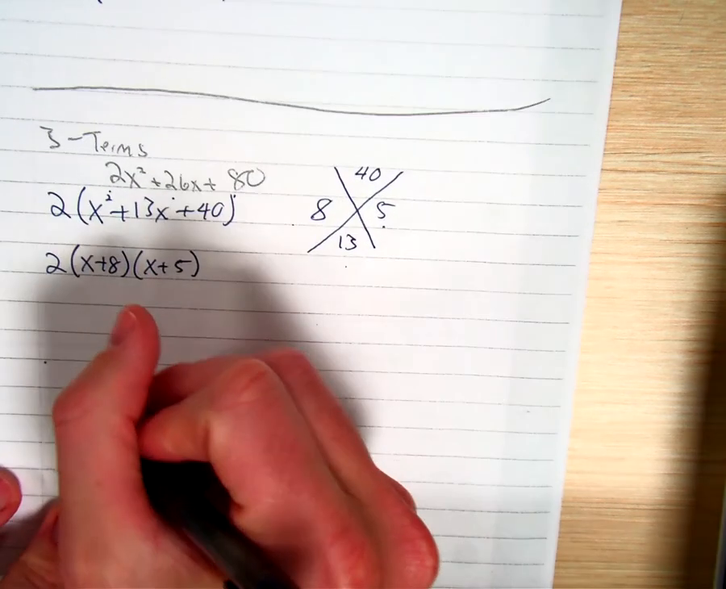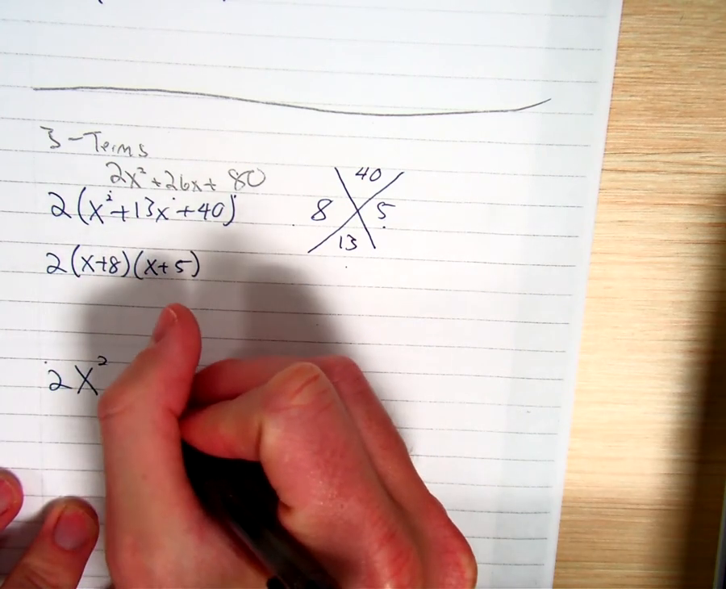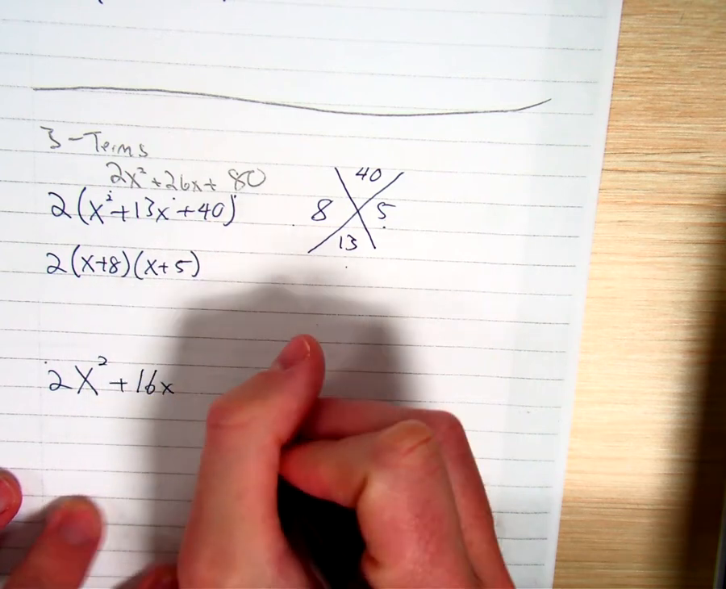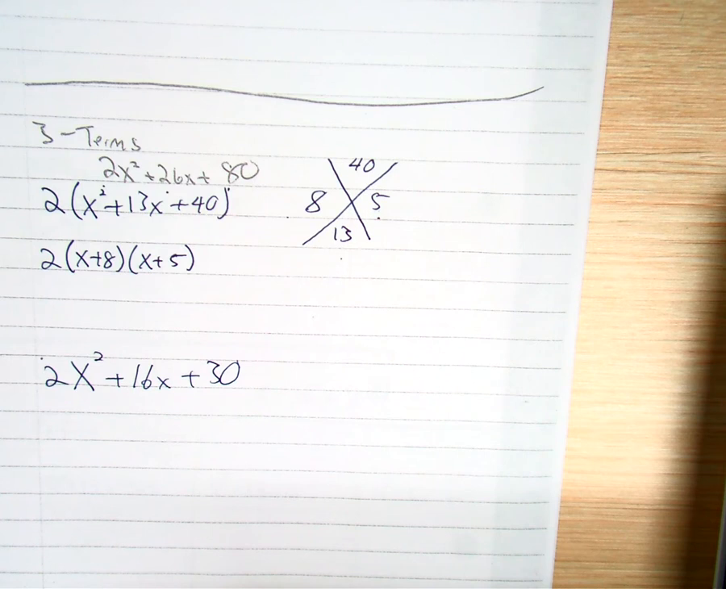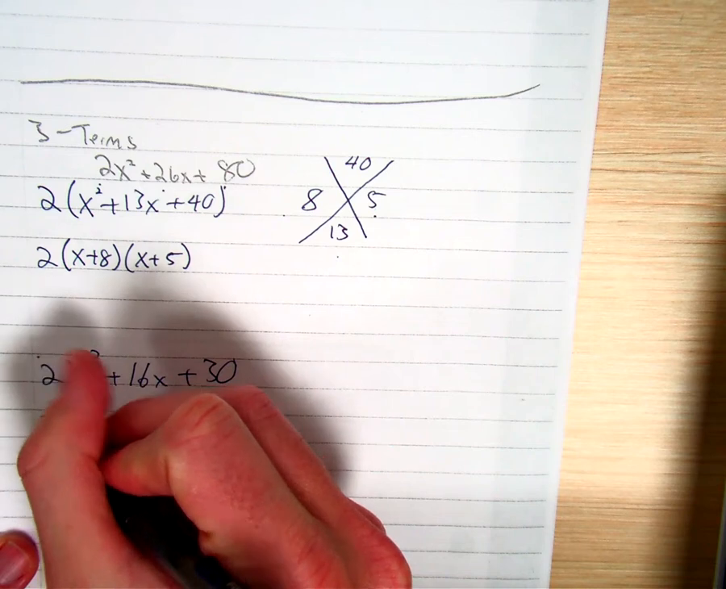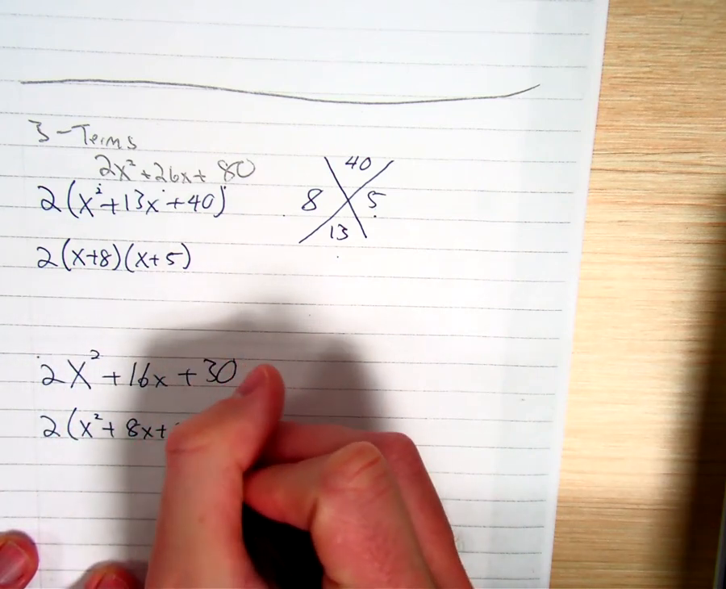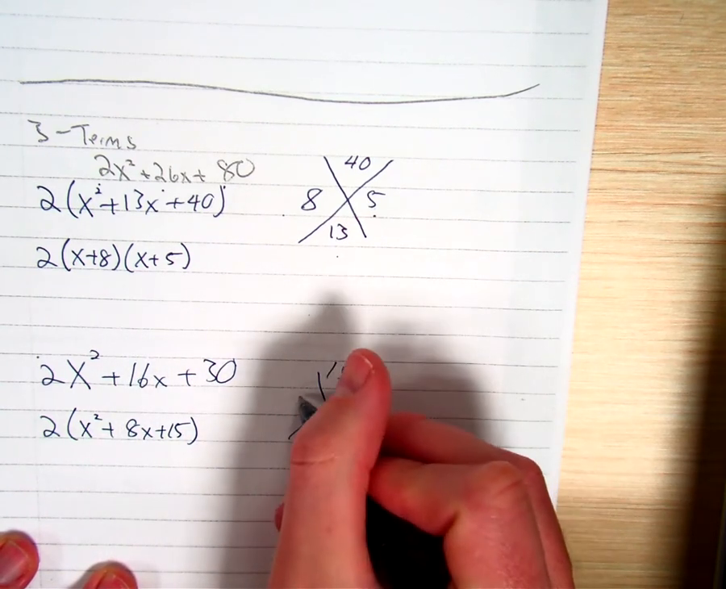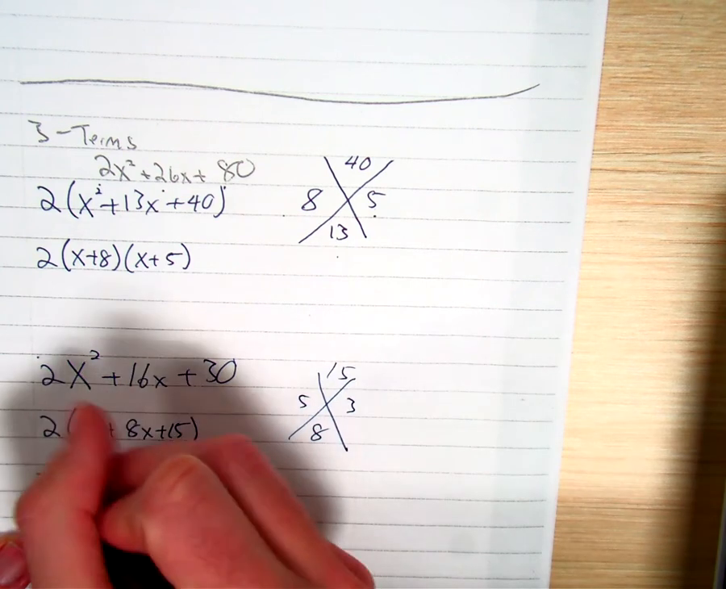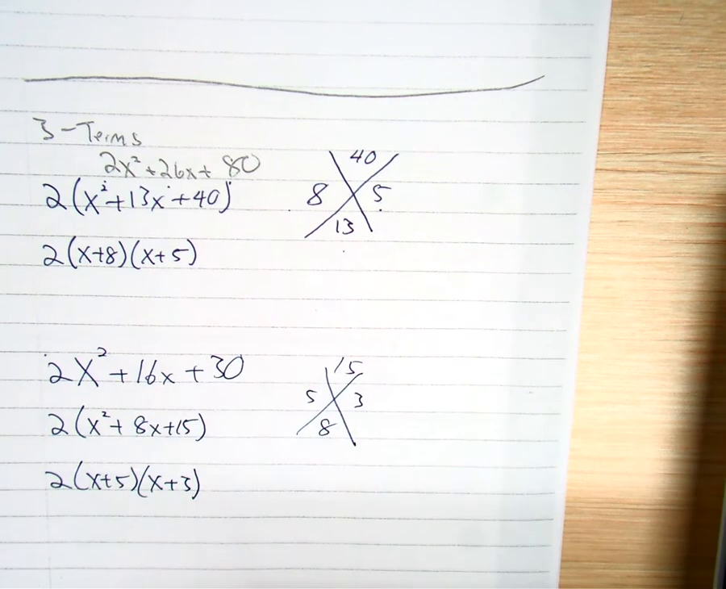So why don't you try this one on your own. Let's go with 2x squared plus 16x plus 30. Go ahead and pause and work through that on your own. Okay, hopefully you recognized to pull out the 2. x squared plus 8x plus 15. We're looking for what multiplies to 15 and adds to 8. How about 5 and 3? 2 times (x plus 5)(x plus 3).